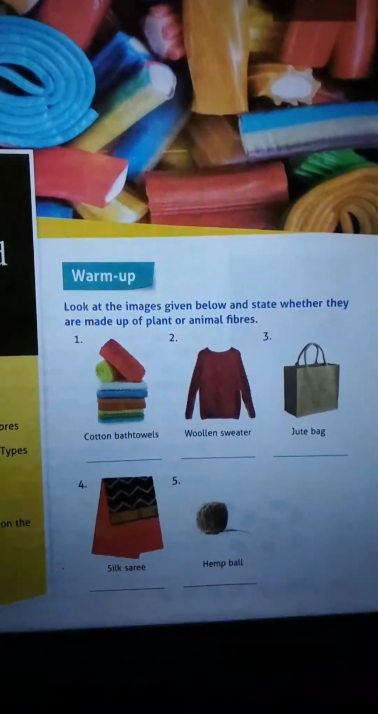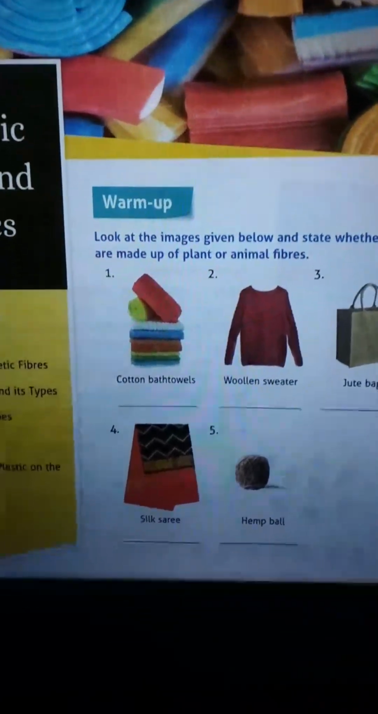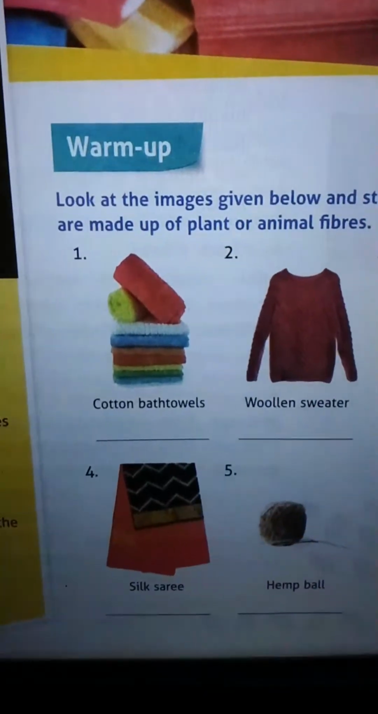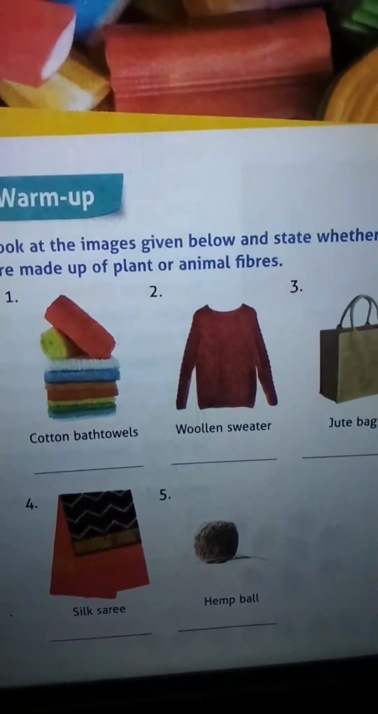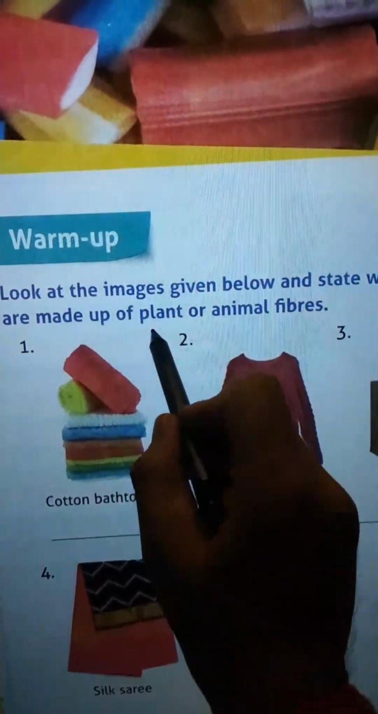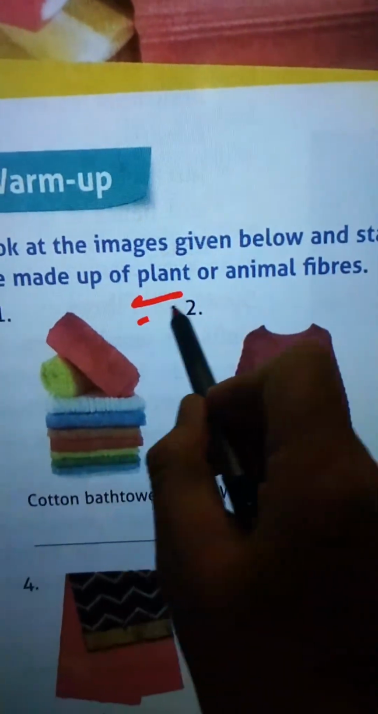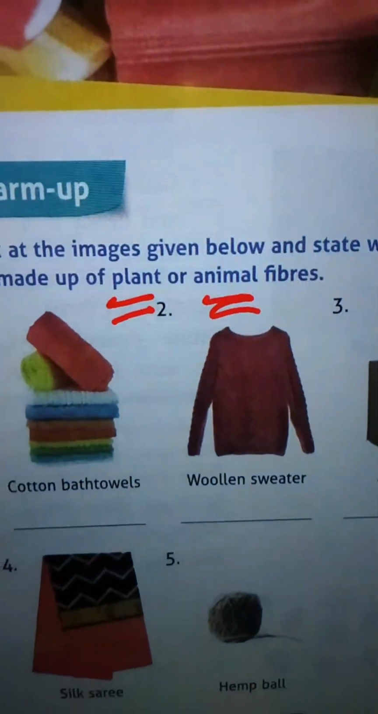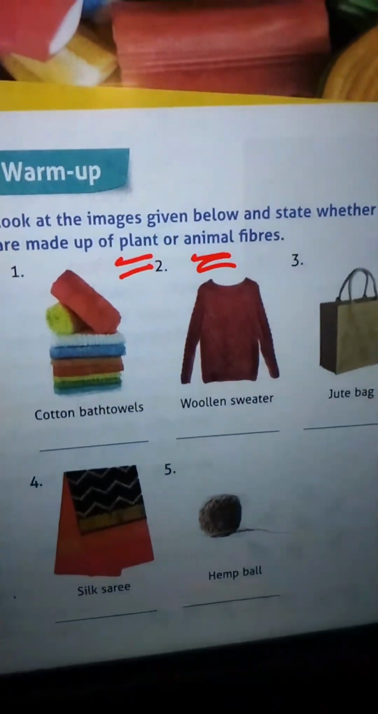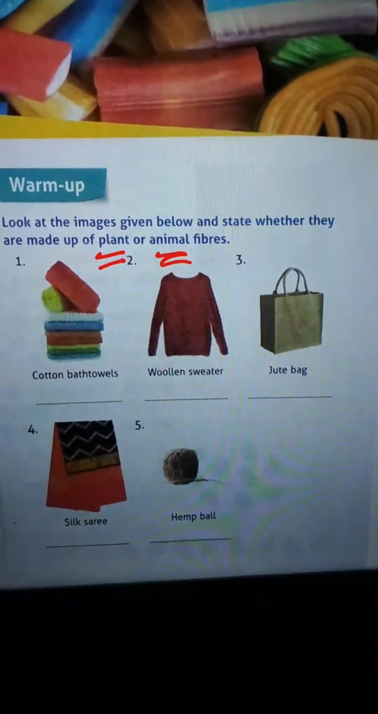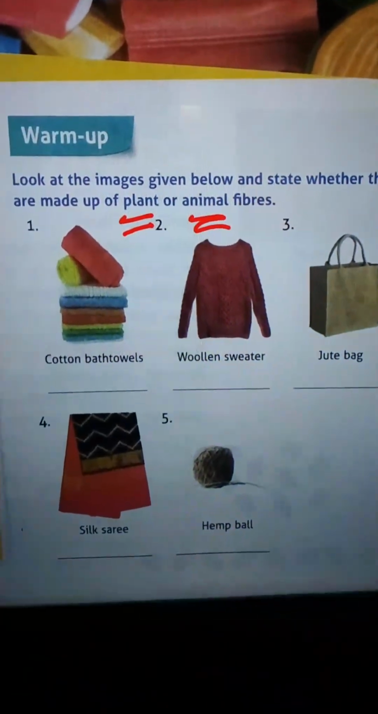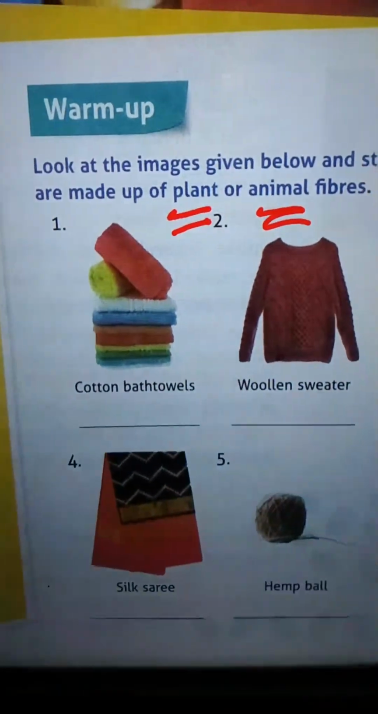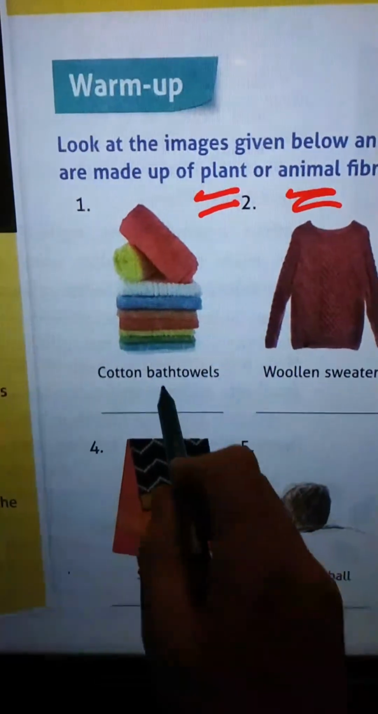It is showing that there are some items. First one is written cotton bath towels. You have to name whether they are made up of plant or animal fiber. I think everyone knows the meaning of plant fiber and animal fiber. Plant fiber means some things are made from plants and some are made from animals. The first one is cotton bath towels. They are made up of cotton.